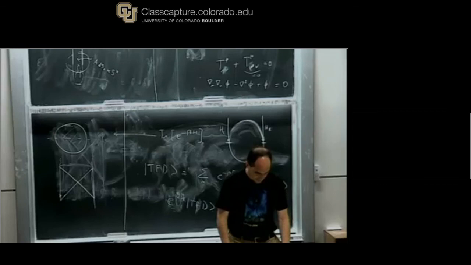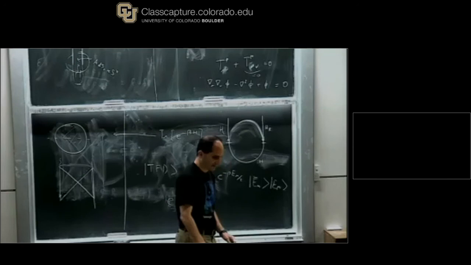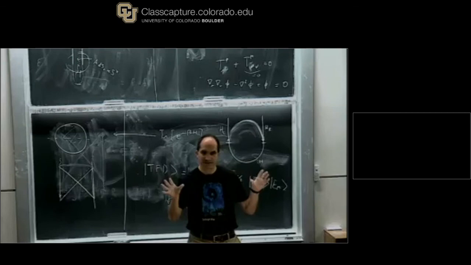So I'm out of time. Let me summarize. What I tried to convey today was to emphasize that both the SYK model and nearly AdS2 have the same pattern of symmetries. They realize the conformal symmetry and this nearly scale invariance in the same way.